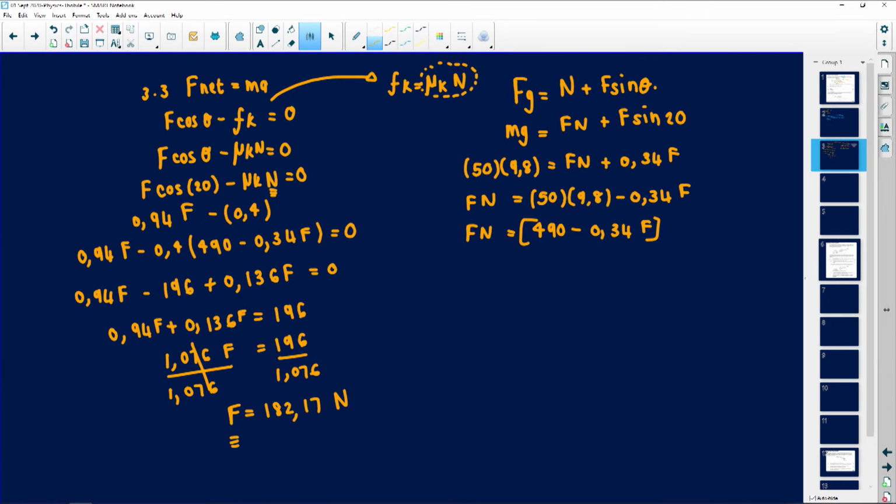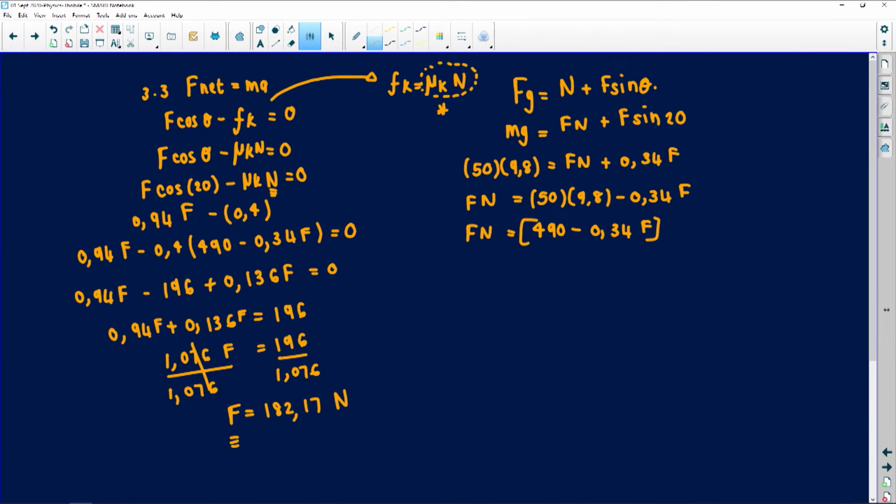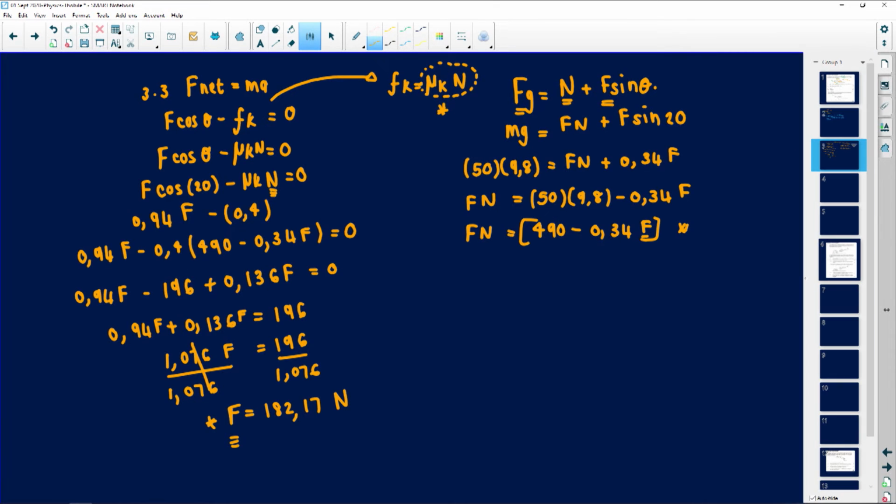We first had to find the kinetic friction, then we had to make sure that we understand that Fg and F of n and F of y must all be taken into consideration when working out F of n. And with that, we didn't know the F applied, but we used the F of n. We substituted it back into this equation, and then we were able to find the value of F. Let's see our next question.